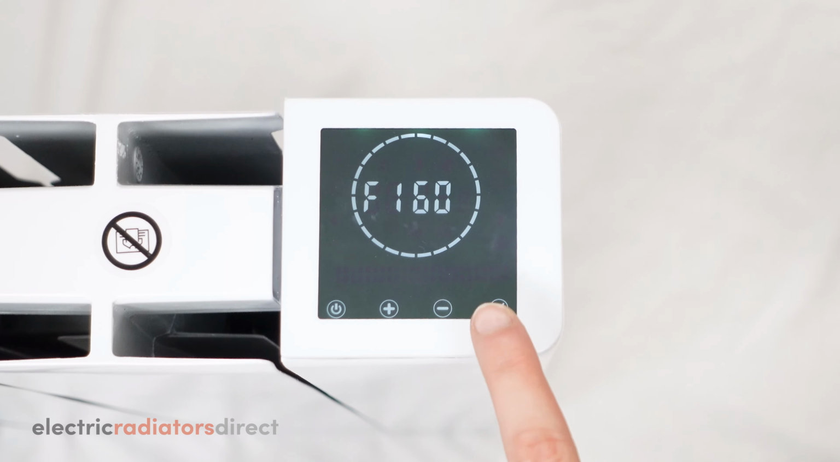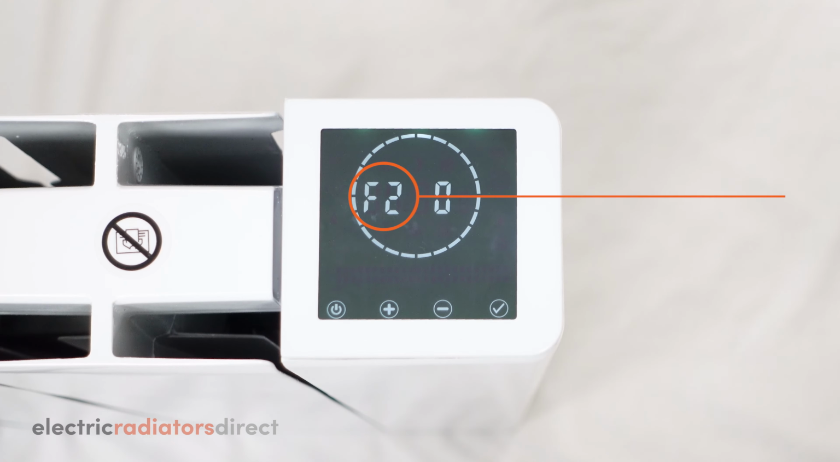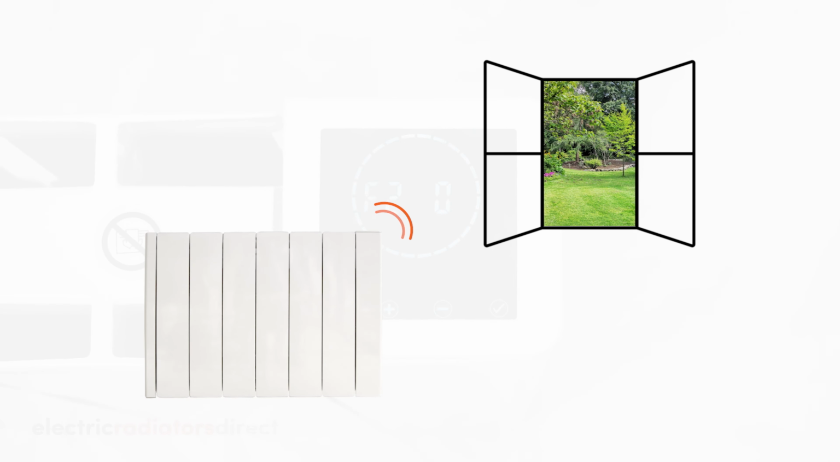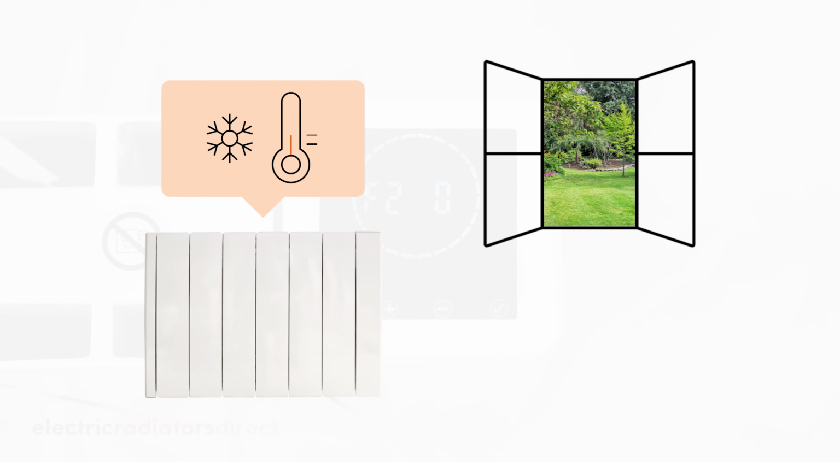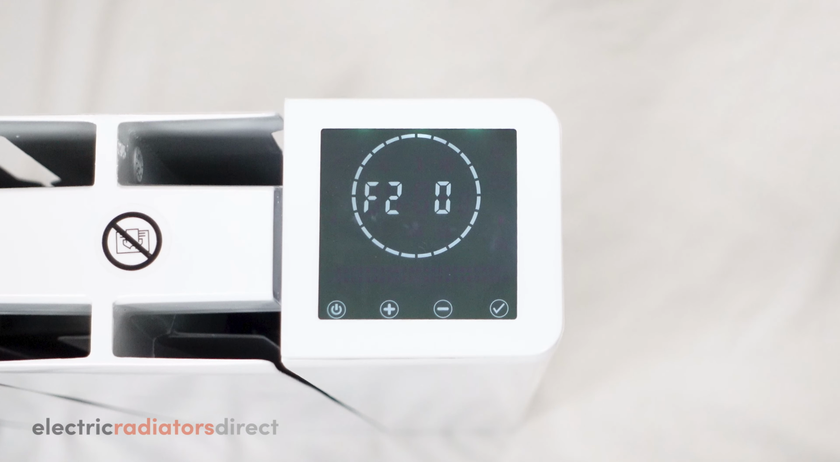Press the tick key to move to the next setting, F2. This is the open window detection setting. Open window detection is an energy-saving feature designed to put the radiator in frost mode if a window is opened, preventing energy wastage. In this setting, you can control how long the radiator waits after detecting an open window before switching back to the full set temperature.